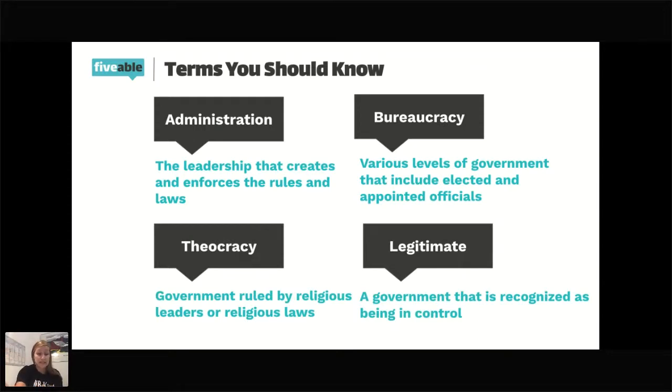Am I going to listen to this new government, or should I listen to the old government that's now been thrown out of power? And these new governments try to find ways to legitimize their rule, making their rule be the one that people are going to follow. And they do this in many different ways.